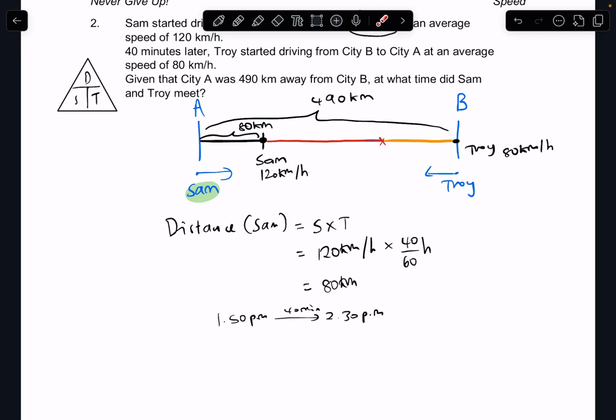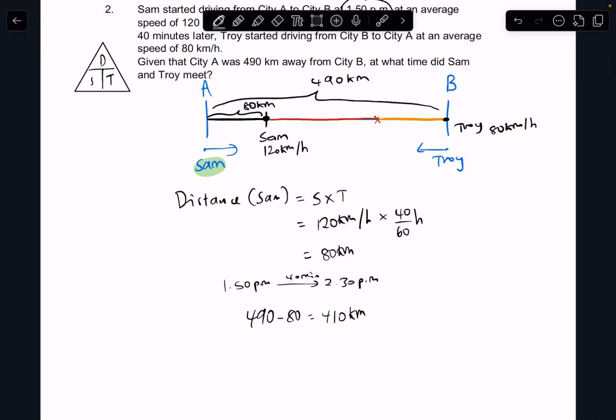Now I want you to take note. These two distances, if you add them up together, you will get 490 minus 80. Am I right? So let's try and do that first. 490 minus 80 is 410 km. So basically, they need to move a combined distance of 410 km.